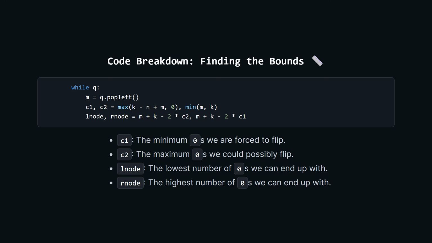Inside our main loop, we grab the current count of zeros. Now we do that math we talked about. C1 calculates the absolute minimum number of zeros we have to flip, while C2 calculates the maximum. Using those two extremes, we can calculate L node, which is the smallest amount of zeros we could possibly be left with, and R node, which is the largest. Every single number between L node and R node that shares the same parity is a valid 0 count we can reach in this turn.